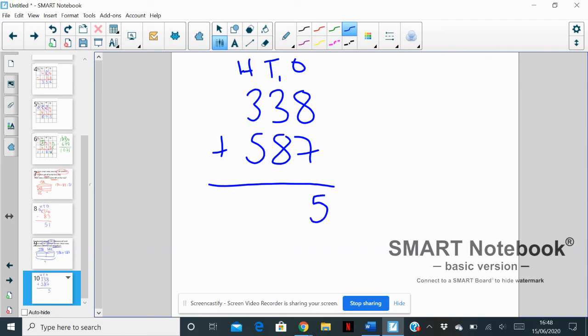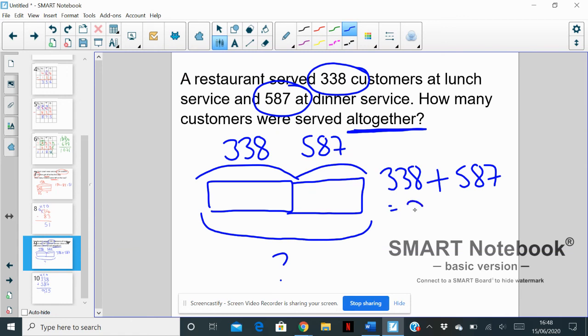So now I can add my tens. 1 add 3 is 4, add 8 is 12. So that's 12 tens. So I'll regroup 10 of them as 100 and keep 2 of them in my tens column. Now I can add my hundreds. 1 add 3 is 4, add 5 is 9. My final answer is 925.